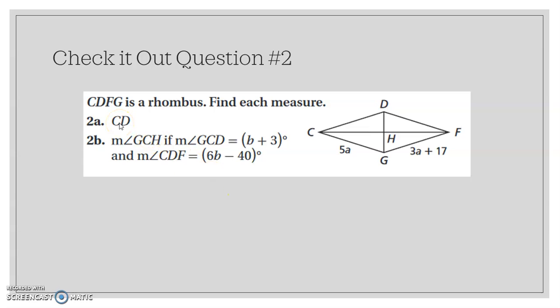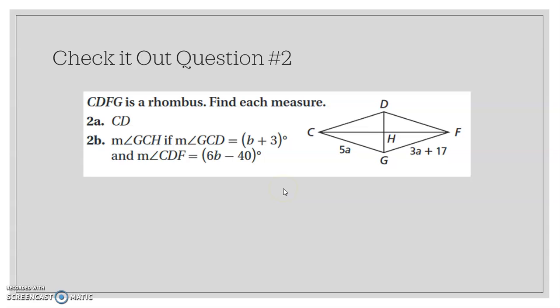Okay, in part A, I knew that 5a equals 3a plus 17 because they're side lengths, and so is CD. So if I solve for a, I can find a side length, and that's going to be all of the side lengths. So I did 5a equals 3a plus 17. I found out that a is 8.5. And then I just did 5 times 8.5 to get 42.5 for this length. So 42.5 is all of these side lengths.